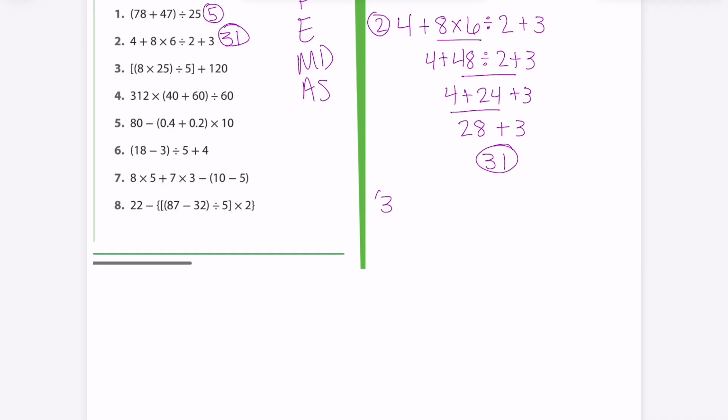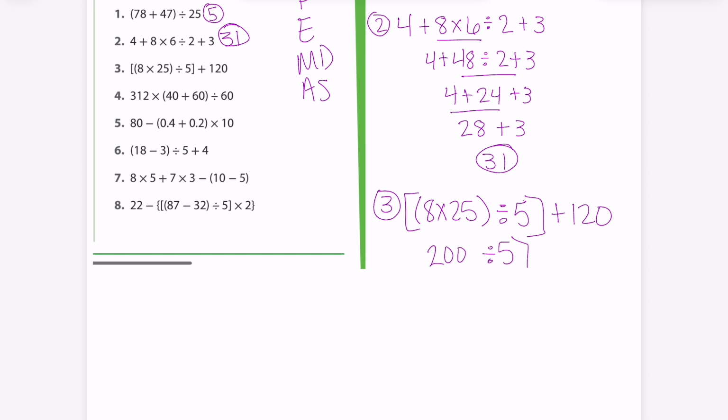Okay, for number 3, we have brackets and parentheses. So we have 8 times 25 in parentheses, but then we have that divided by 5 in brackets plus 120. So we know 8 times 25, count like you do quarters, and you're going to get 200. We have that divided by 5 in brackets plus 120. Basic fact, I know 20 divided by 5 is 4 with a 0 left to bring to my answer. And I'm going to add that to 120, and I'm going to get 160.